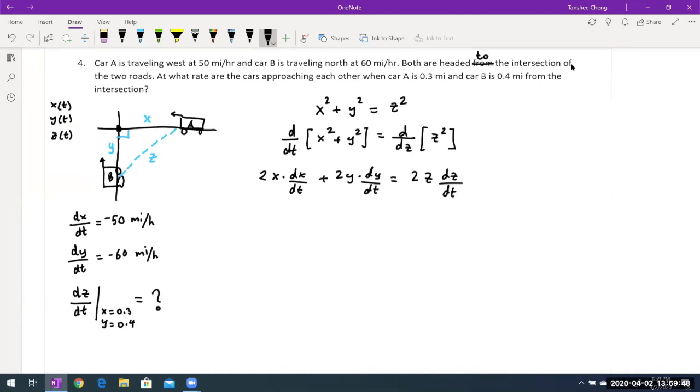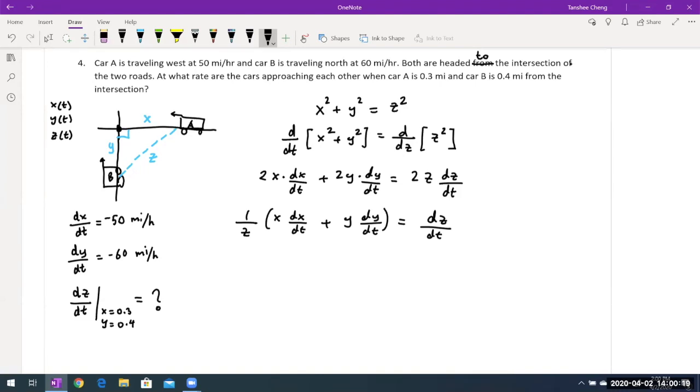Dividing everything by 2, that gives me x dx/dt plus y dy/dt. And then finally, I divide by z on both sides, and it's perfectly okay to do that because z will never be 0. We're not talking about 0 yet, right? So that will become 1 over z. So that's the expression that we got.